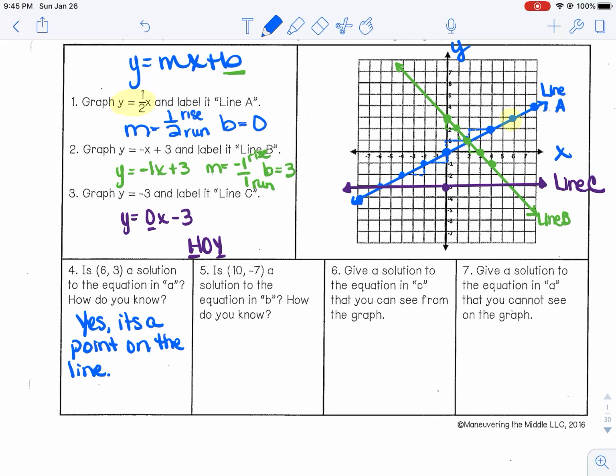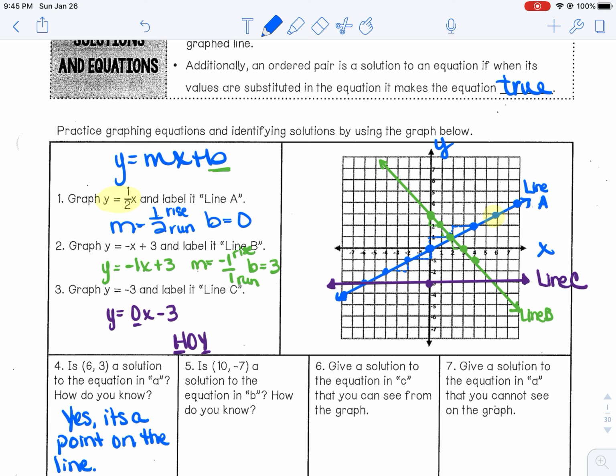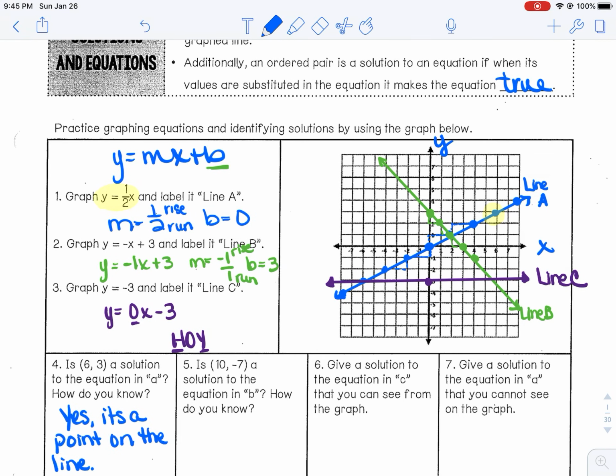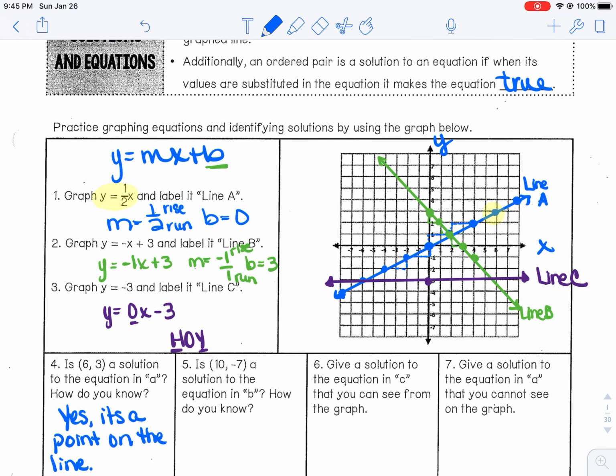Okay, the second part of our notes said an ordered pair is a solution to an equation if when its values are substituted in the equation, it makes the equation true. So that's what I'm going to do on number 4. We already know that the answer is yes, but I'm going to write the formula down again. We have y equals 1/2 x. It wants to know if (6, 3) is a solution.